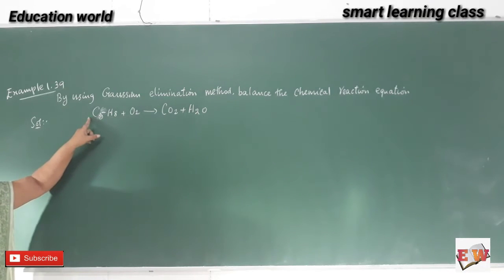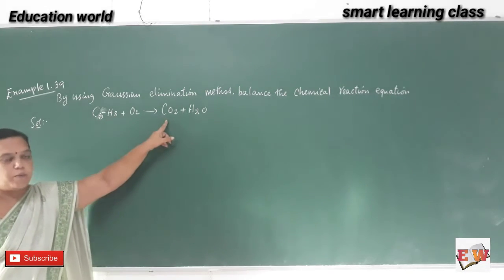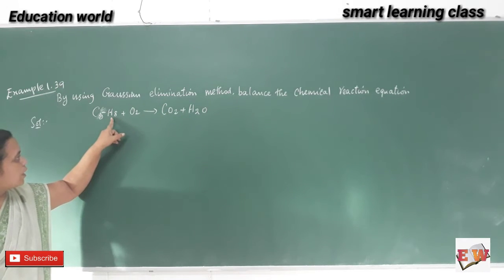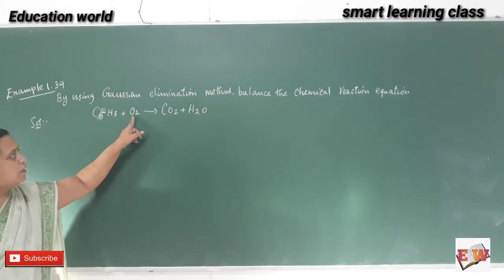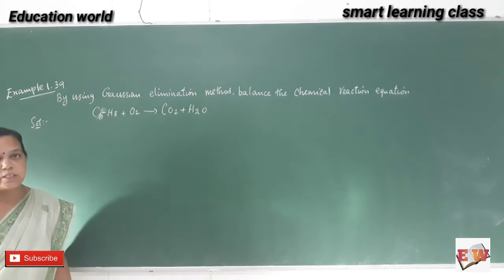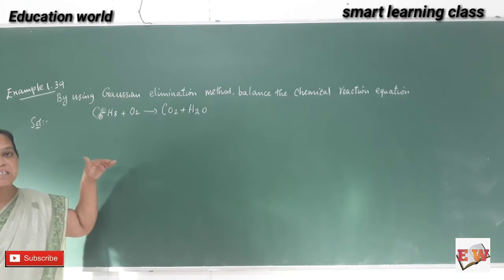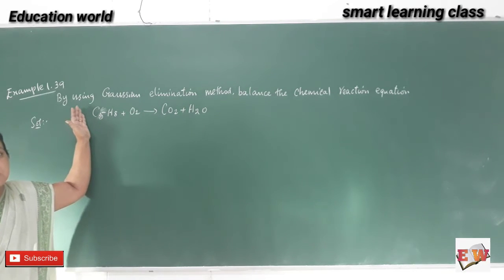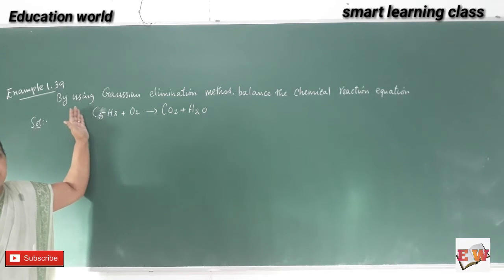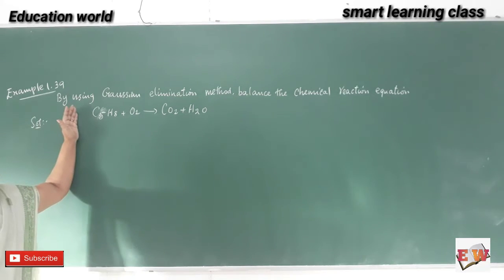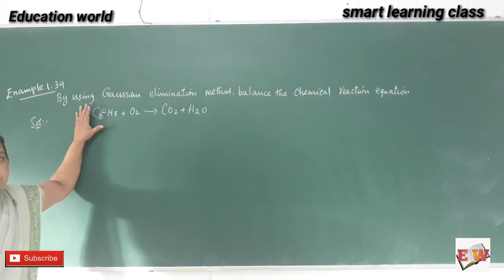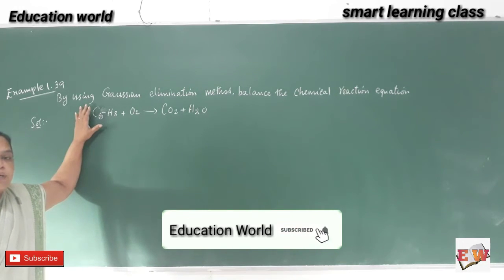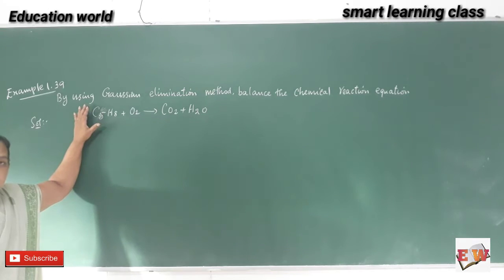Here see, 5 carbons are there, here only 1 carbon. Then here 8 hydrogen, there 2 hydrogen. Here 2 oxygen, there 3 oxygen, isn't it? So we have to balance. How can we balance? We have to put positive integers beforehand. That is known as the coefficient of the term, isn't it? So now we are going to find the positive integers by using Gaussian elimination method.